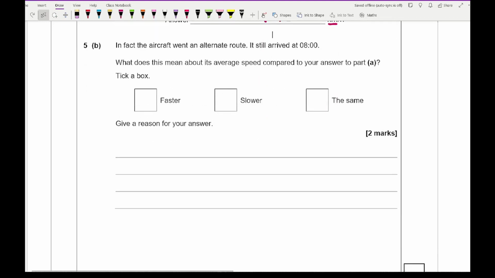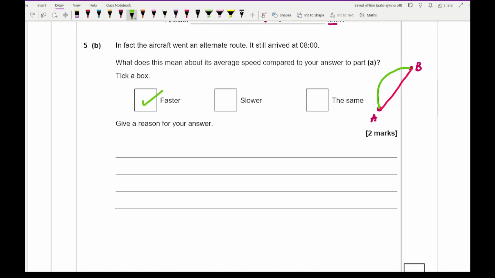It then says, in fact, the aircraft went an alternate route and still arrived at 8 o'clock. What does this mean about its average speed compared to your answer in A? Well, for this, if we imagine we've got A here and we've got B here. Now, in part A, it took a direct route, so it just went straight. Now, in this part, it's actually going an alternate route. So an alternate route will automatically be longer, but it arrives at the same time. So in order for it to travel further and arrive at the same time, it must travel faster.